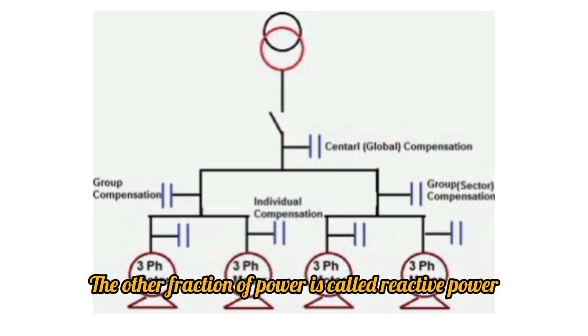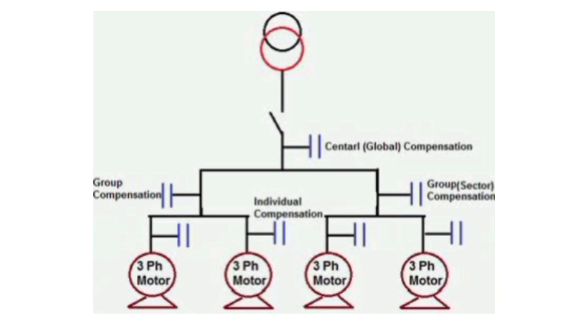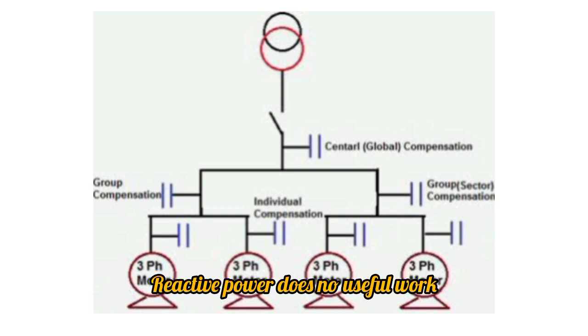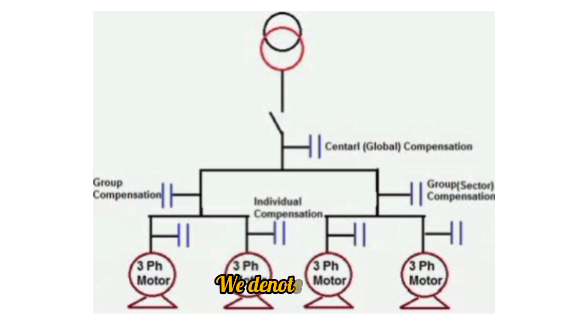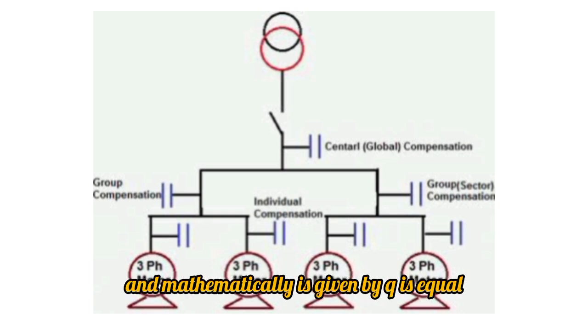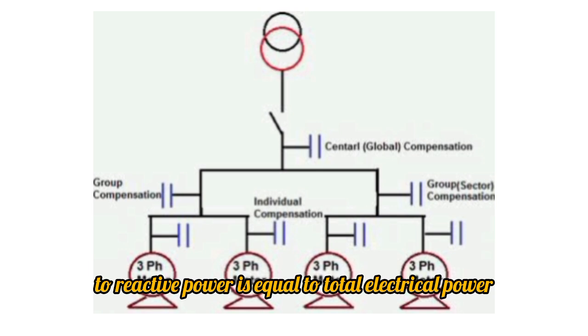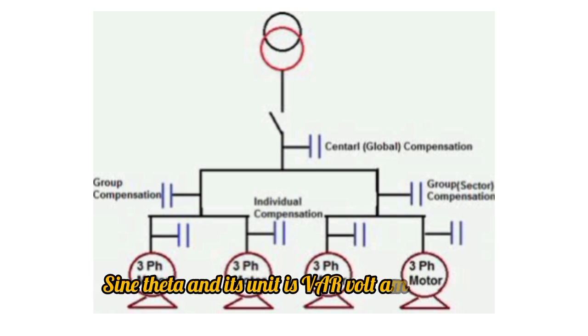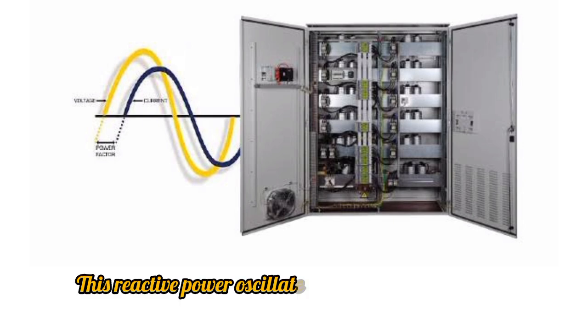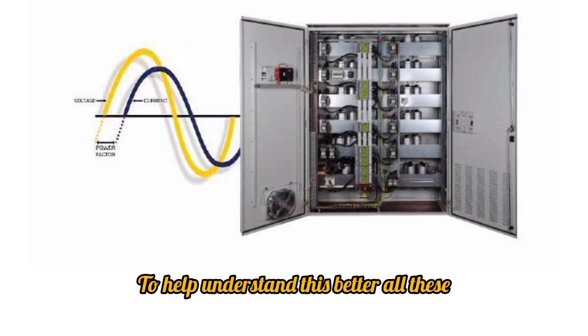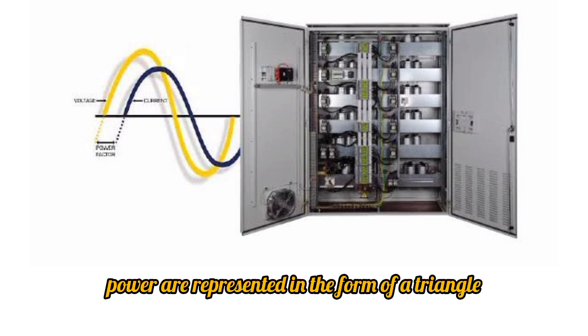The other fraction of power is called reactive power. Reactive power does no useful work, but it is required for the active work to be done. We denote it with Q, and mathematically it is given by Q is equal to reactive power is equal to total electrical power times sin theta, and its unit is VAR, volt-amp reactive. This reactive power oscillates between source and load. To help understand this better, all these powers are represented in the form of a triangle.